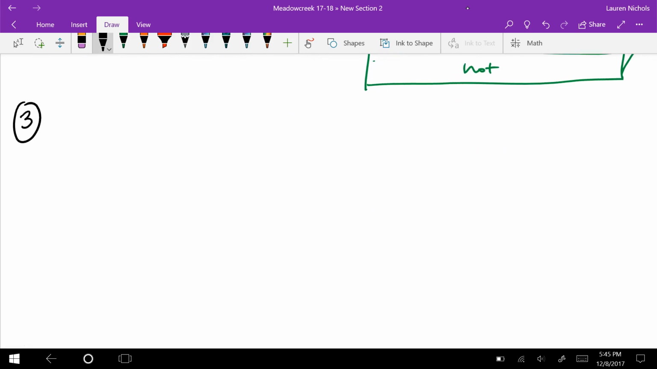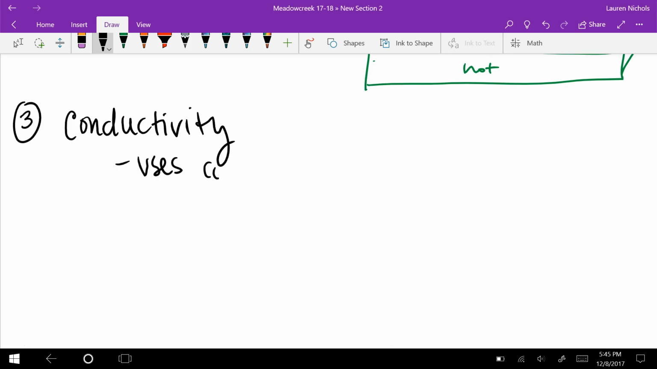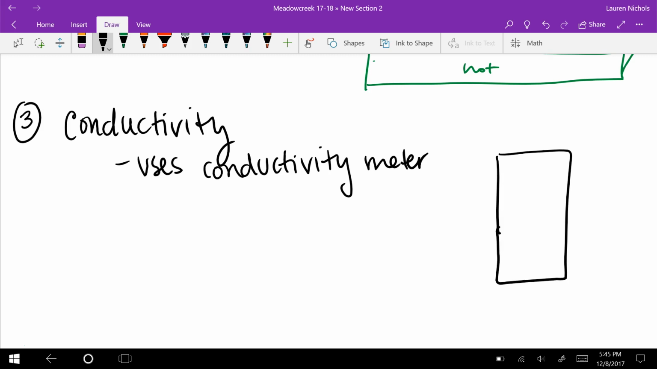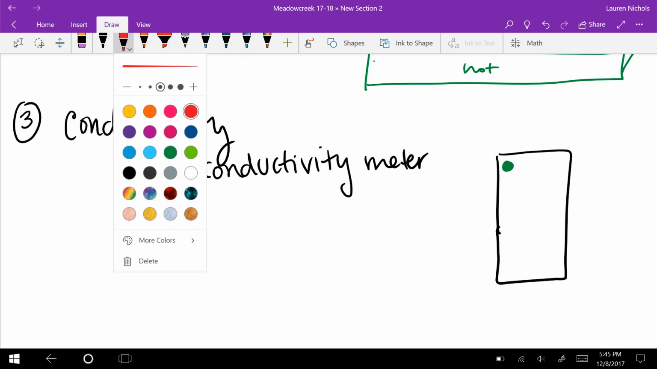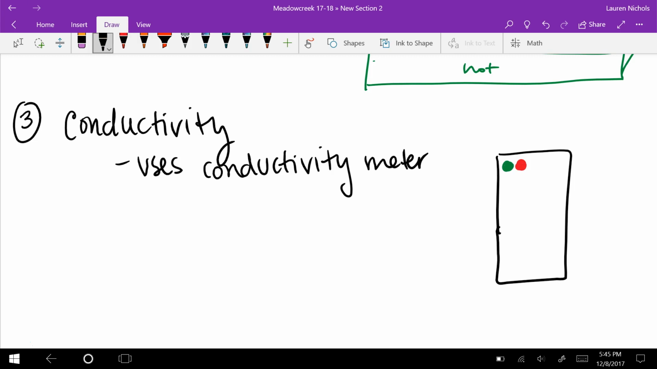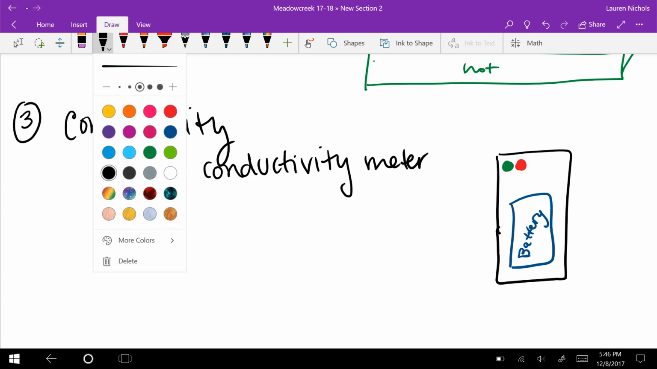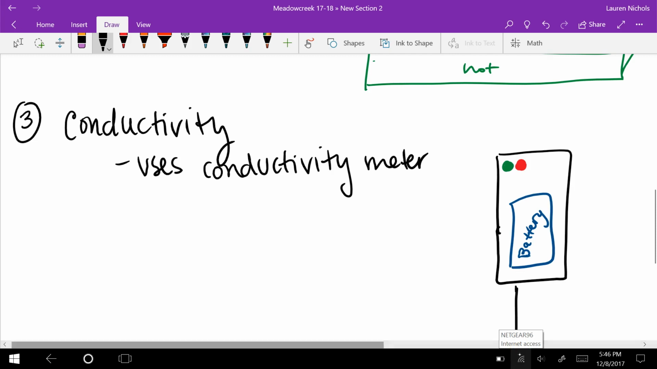The next lab that we talked about is conductivity. Conductivity uses conductivity meters to measure things. And the meter, I'll again try to draw as good of a picture as I can, looks like this, and it has a green light bulb, and it has a red light bulb at the top. And then you have the battery. Our batteries are blue for some reason. You have the battery on here. So this is the battery. And the battery was connected to these metal prongs that came from the bottom of the temperature probe. So it was kind of like this.